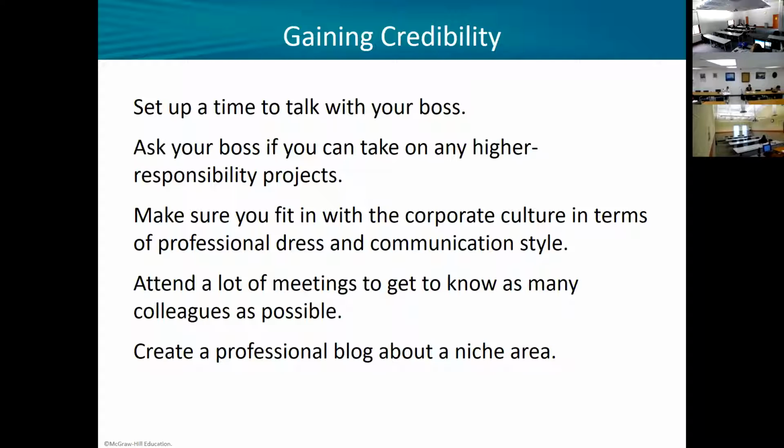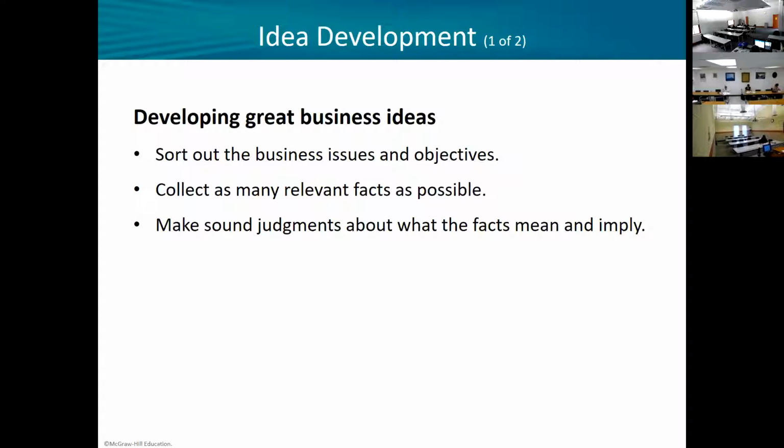Some suggestions here are to set up a time to talk with your boss, ask them if you can take on higher responsibility projects. Make sure you fit in with the corporate culture, as in what your dress and communication style is. Attend a lot of meetings to get to know as many people as you can, and then create a professional blog about a particular area that interests you. Get your name out there. Get your face out there too.